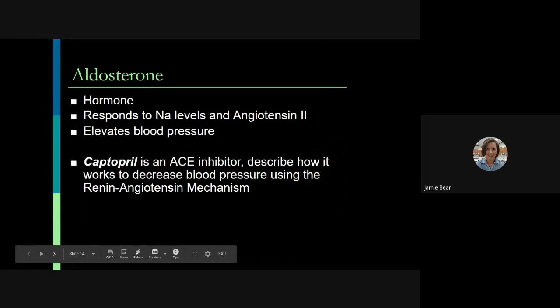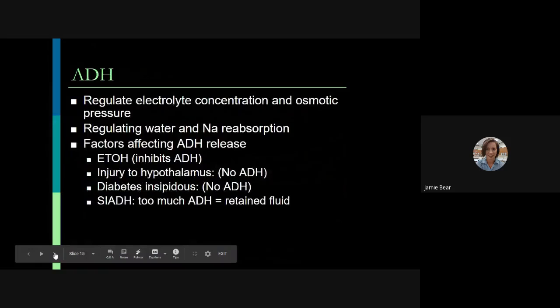So if we look at the ACE inhibitor or cardiac medication called captopril, what it does is it inhibits the function of angiotensin converting enzyme. So therefore, vasoconstriction will not happen and aldosterone will not be released. So therefore, sodium and water absorption will not take place, and that will help lower blood pressure.